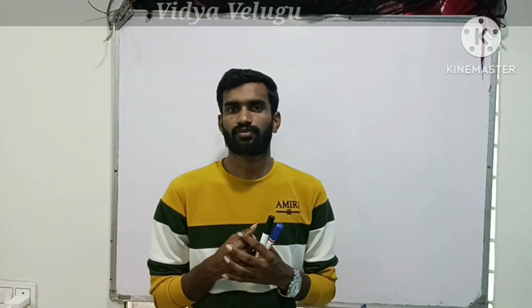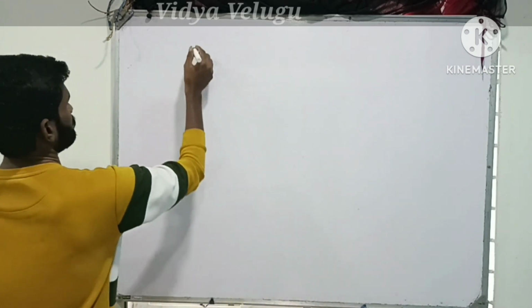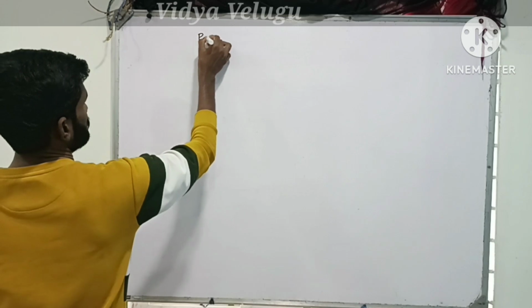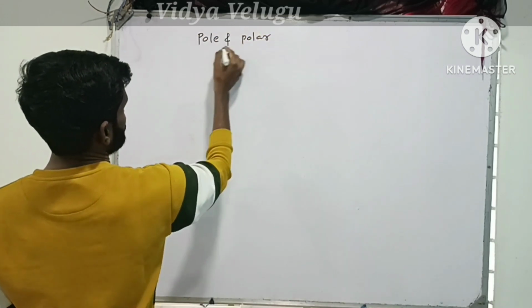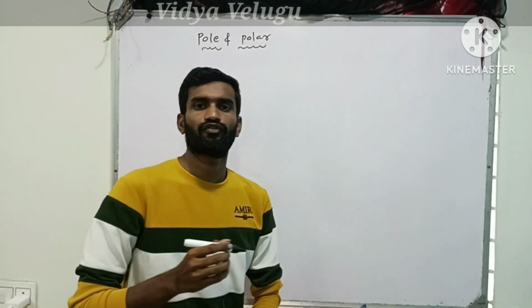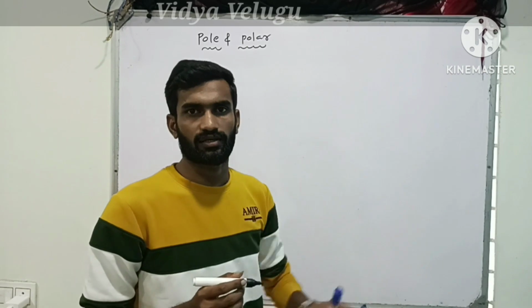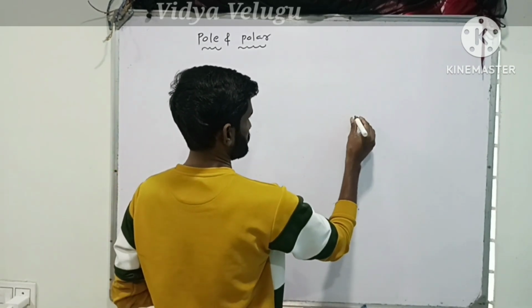So these all are in the circles chapter, we already know, right? Now just see one by one. So here first of all we are going to discuss about pole and polar. Now if we want to discuss about pole and polar, we have to consider a circle. So here I am going to consider a circle.